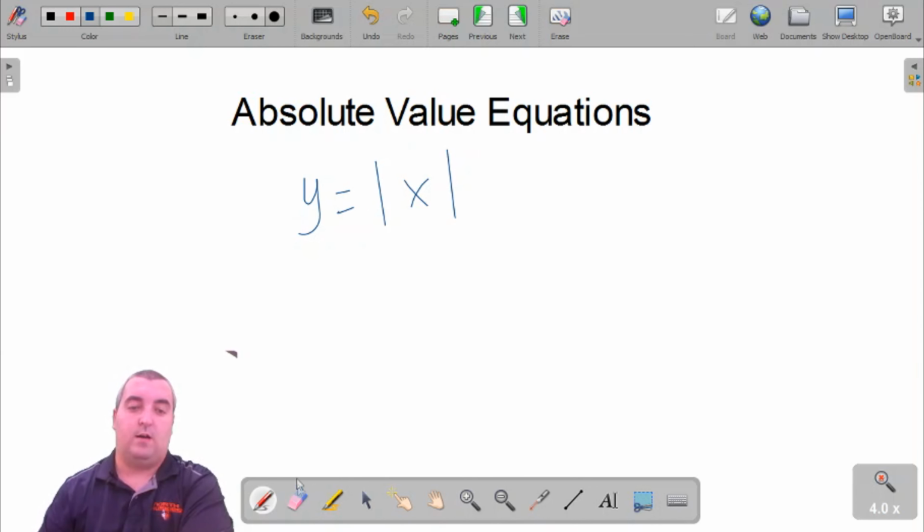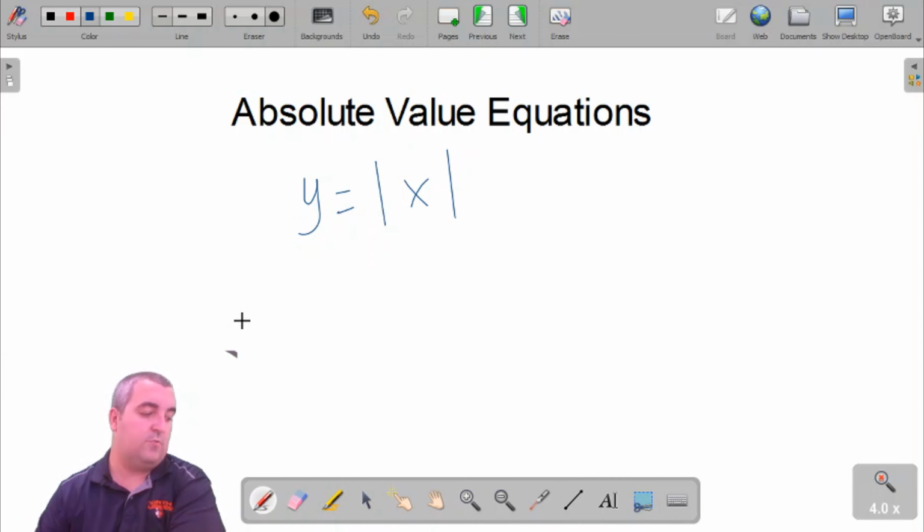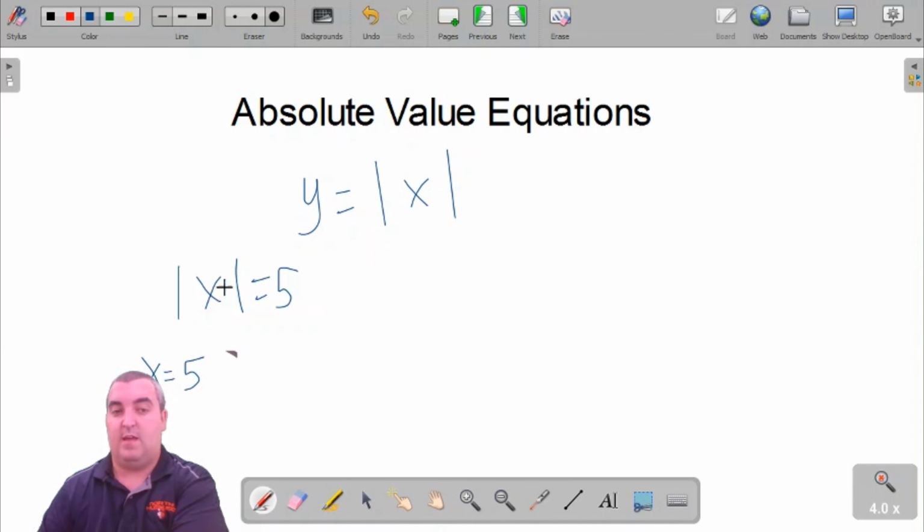Okay, so let's talk about solving these equations. Sometimes you might be able to just solve it in your head. So absolute value of x equals 5. Well, we just kind of gave that example. I know x could equal 5 because the absolute value of 5 is 5, and x could also equal -5. Pretty simple, right?